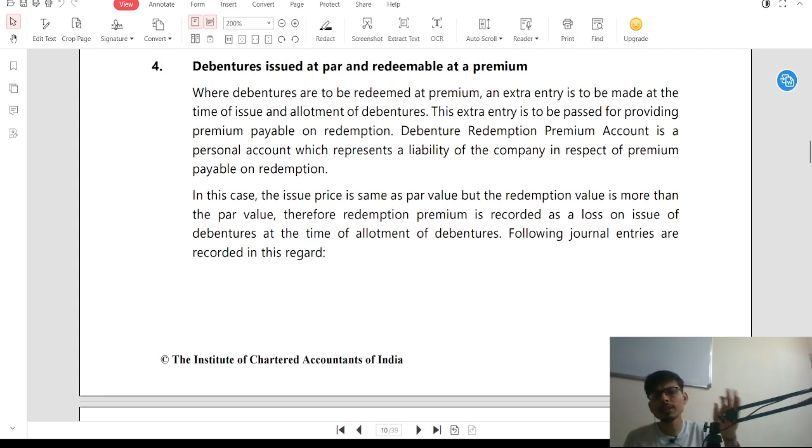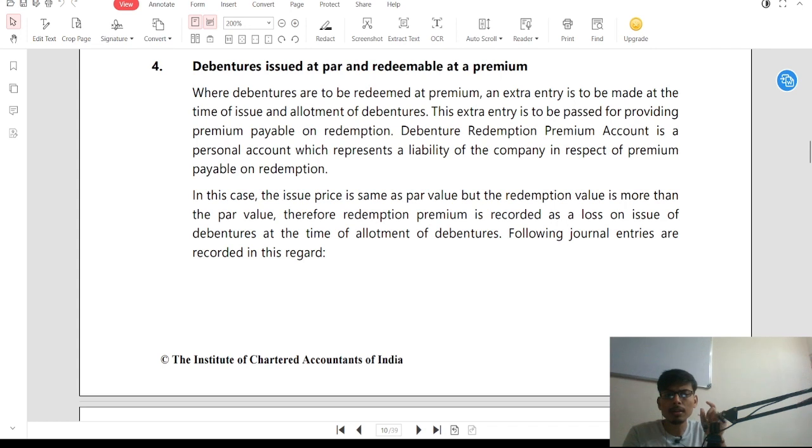See, when we issue the debenture at par, it's simply bank account debit to debenture application and allotment account, and to debenture account credit. But see, the redemption will be at a premium. So the premium, when we are going to make a redemption, it's a loss to me, because when I'm going to pay the premium, it's an expense, and obviously it's a loss to me because I'm not going to recover the same.